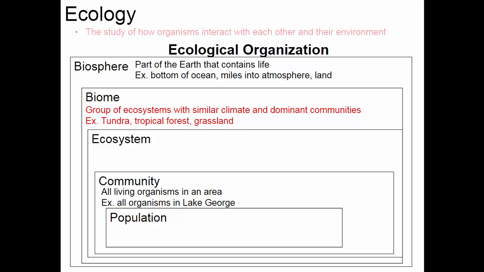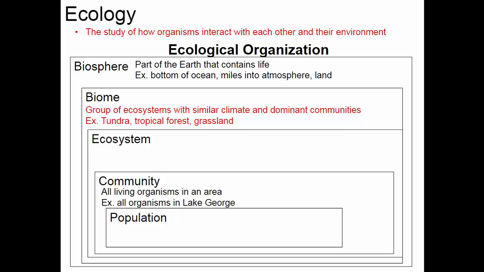When we study ecology, ecology is looking at how organisms and their non-living environment interact with each other. The connections between living and non-living things. So ecologists can look at different parts of the earth, and some ecologists might focus on very large areas, others might focus on very specific areas.